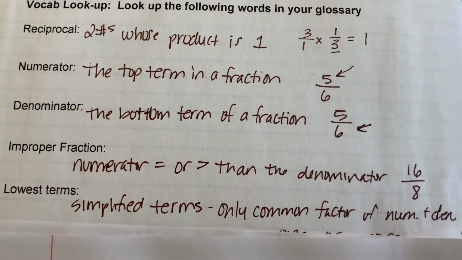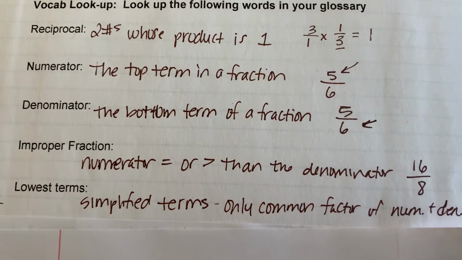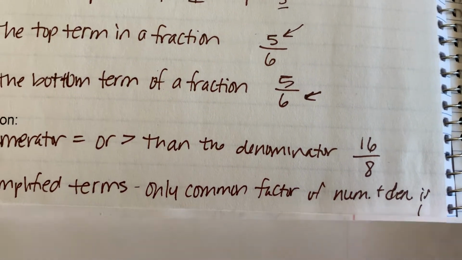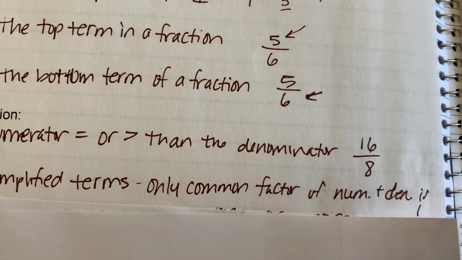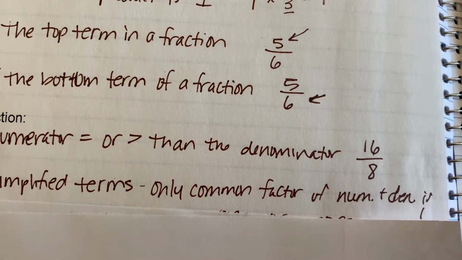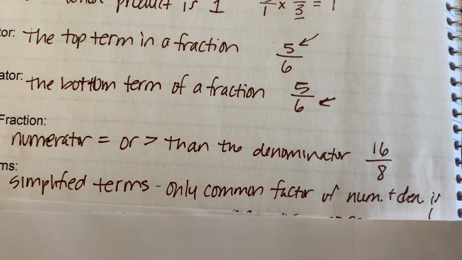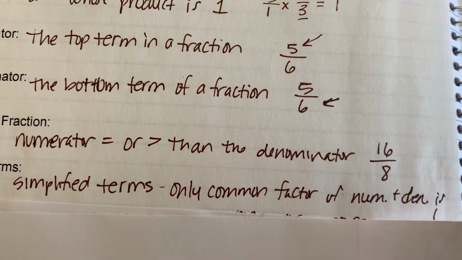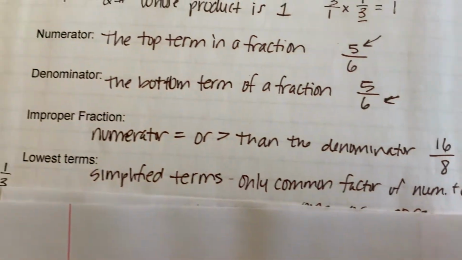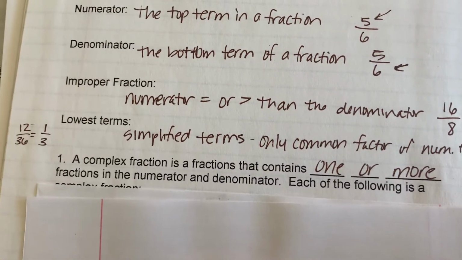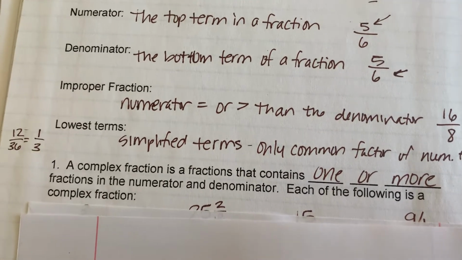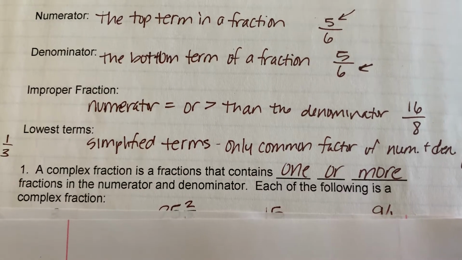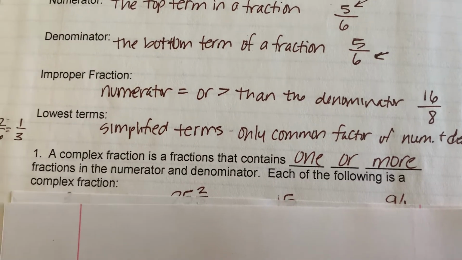And then when we use the word lowest terms, that is simplified terms. Only the common factor of the numerator and denominator is 1, okay? All right, so that means that is as low as you can go in terms of simplifying or reducing, okay? All right, so here we go. We're looking at complex fractions. So it's a fraction that contains one or more fractions in the numerator and the denominator. Okay, so here's some examples.